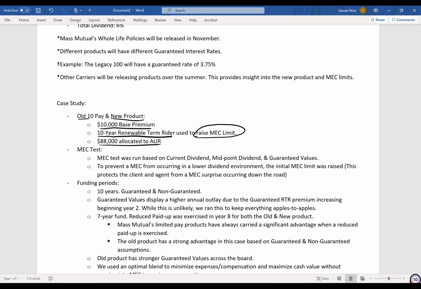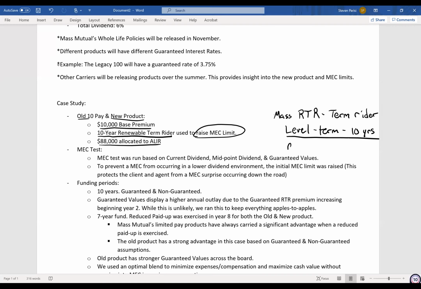Now, I want to add something here in respect to MassMutual's renewable term rider, RTR, i.e. term rider, that is actually a level term rider for the first 10 years. Pardon my poor penmanship on the screen. So it is a level term rider for the first 10 years based on their current expenses, midpoint expenses.